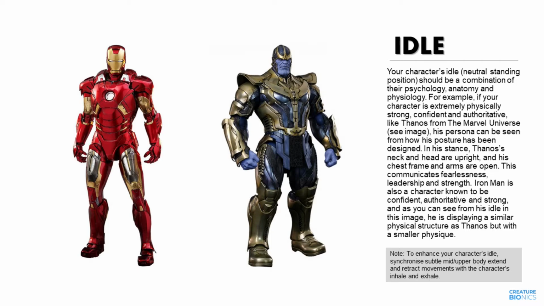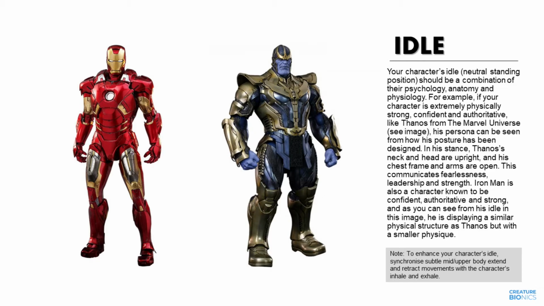For example, if your character is particularly physically strong, confident, and authoritative like Thanos from the Marvel Universe, which you can see in this picture, I hope you guys know who Thanos is, because he's one of the best characters ever made. His persona can be seen from how his posture has been designed. In his stance, Thanos' neck and head are upright, and his chest frame and arms are open. This communicates fearlessness, leadership, and strength.